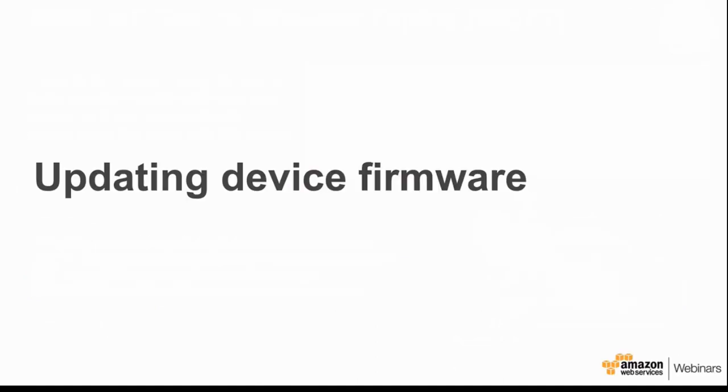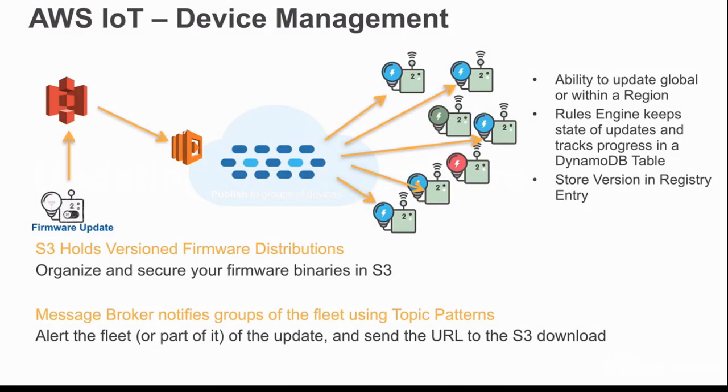One of the situations where this can be used, and we recommend that it's used, is in updating device firmware, where the device firmware can be stored in S3. Place your versioned firmware distributions in S3, using either topic patterns or shadow updates to publish firmware updates to a fleet of devices, sending a URL to the S3 download, and then the devices themselves fetch their firmware updates directly from S3.